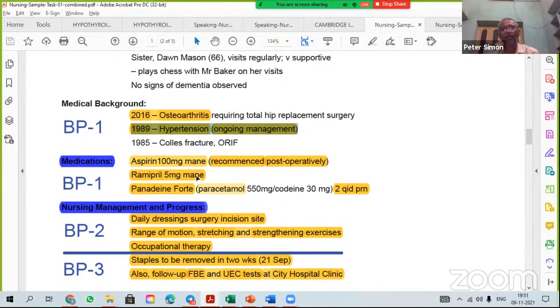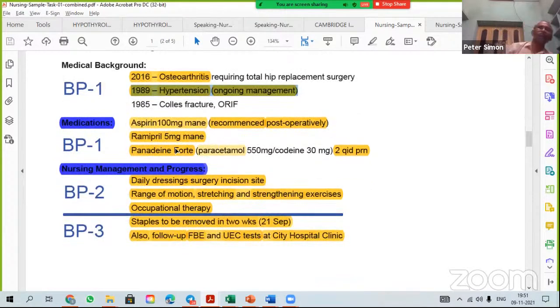So in addition to that, this Panadeine Forte is given. What is this Panadeine Forte? It is pain relief medication, paracetamol and codeine together, 2 QID PRN. What do you mean by PRN? PRN means as required. So you have to understand what these are meant for.